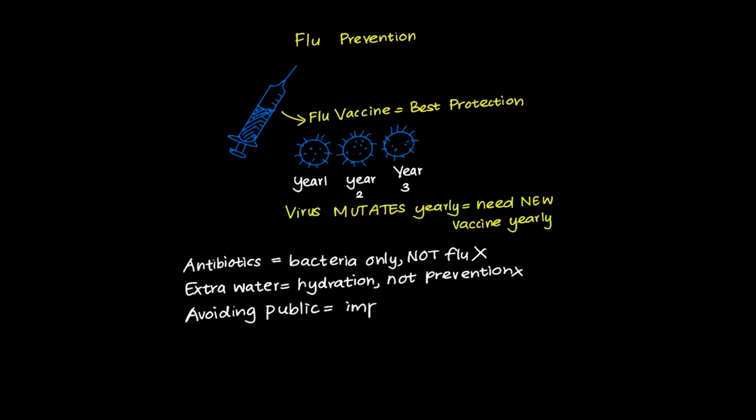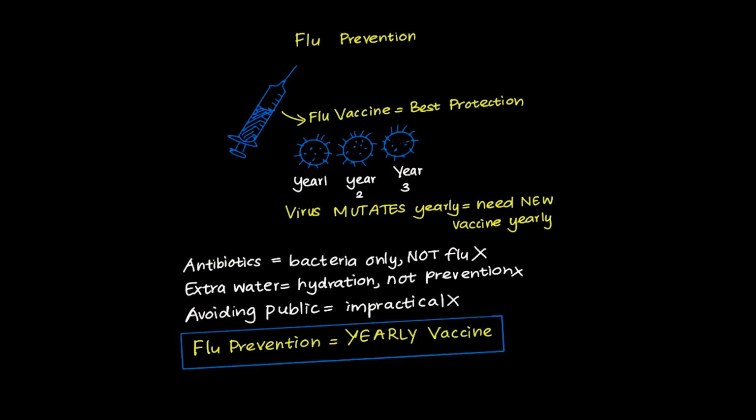Here's a WGU C458 OA exam tip for you. Flu prevention equals annual vaccination. Antibiotics never work against viruses. Quick recall hook: flu shot equals first line of defense every year.